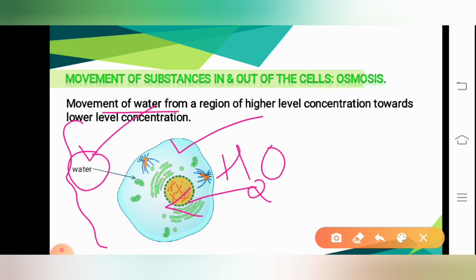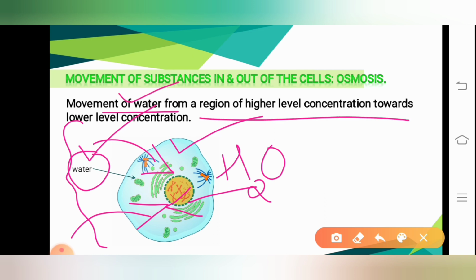The water present in the external environment has the higher concentration. So this higher concentration of water in the external environment moves towards the lower level, because the cell has less concentration of water. Correct? So here from the external environment it will get inside the cell. Here also we have observed that the movement of water took place from the region of higher concentration towards the region of lower concentration.